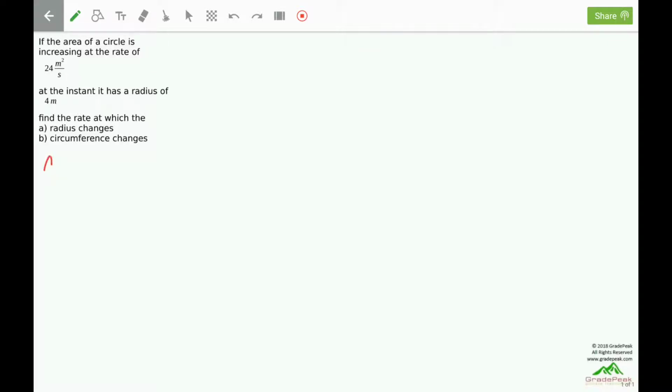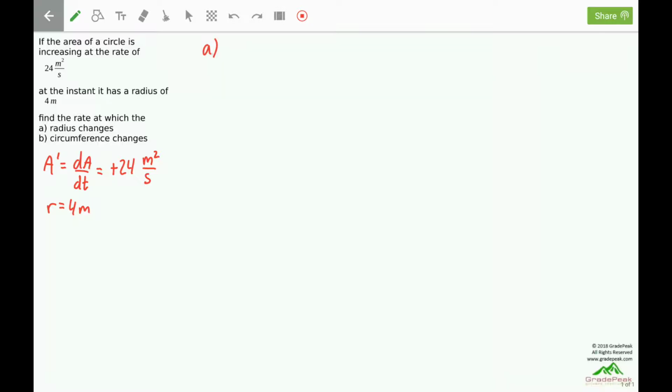We have the rate at which the area changes, A prime or dA/dt, since it is changing with respect to time. It's increasing, that will make it a positive 24 units of area, meters squared over time, seconds. We are also given the radius of 4 meters.